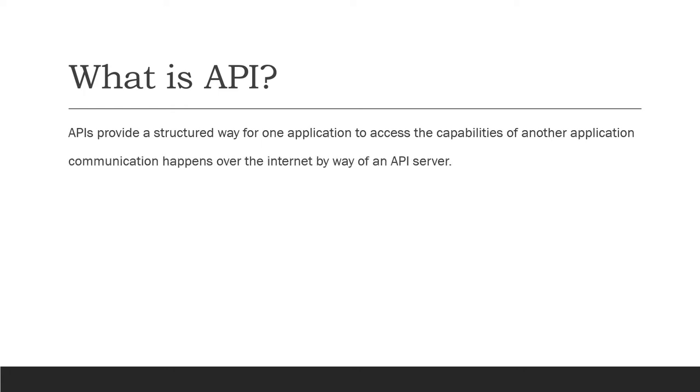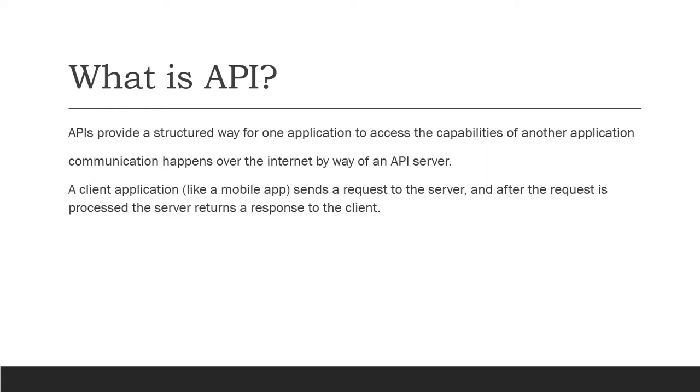Typically, communication happens over the internet by way of an API server. A client application, like a mobile app or web app, sends a request to the server, and after the request is processed, the server returns the response back to the client.